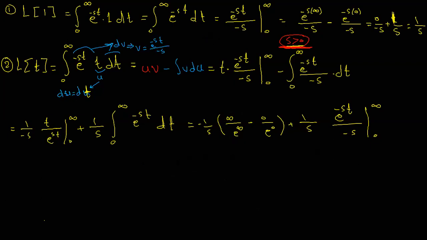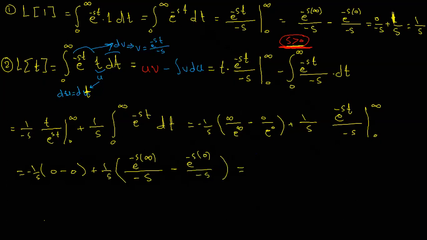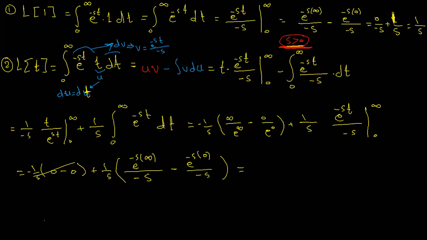Let me continue. So here equal, I'm going to write negative 1 over s. The first one is 0, minus, also here 0 divided by 1 is 0, plus 1 over s, open bracket, e to the negative s infinity divided by negative s, minus e to the negative s 0 divided by negative s. Those are 0, no need to write them again. So here I have 1 over s bracket.